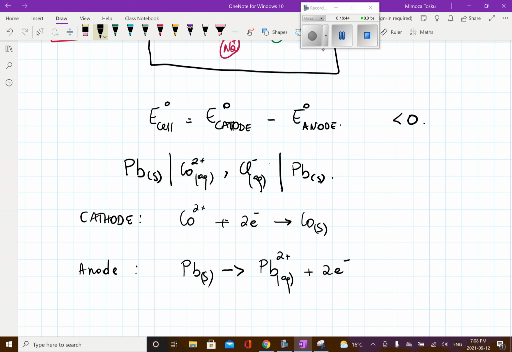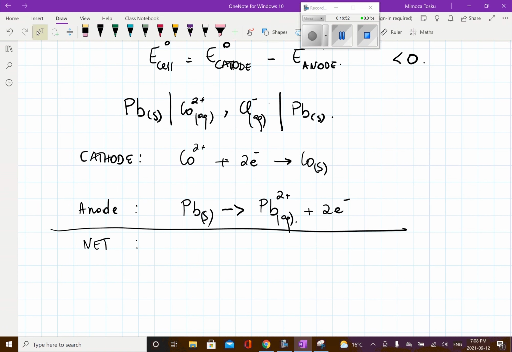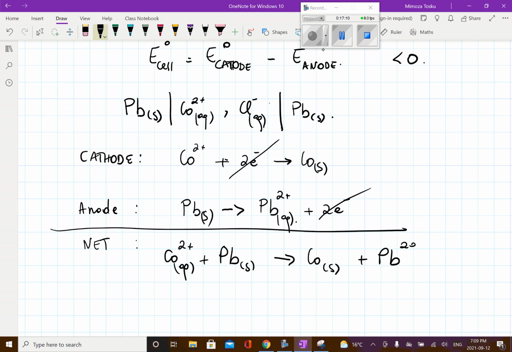This is in aqueous solution. Then as the net reaction, we will see that the 2 electrons are cancelled out, so Co2 plus aqueous plus Pb solid will be Co solid plus Pb2 plus in aqueous solution.